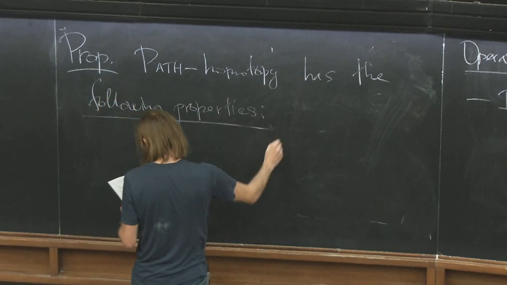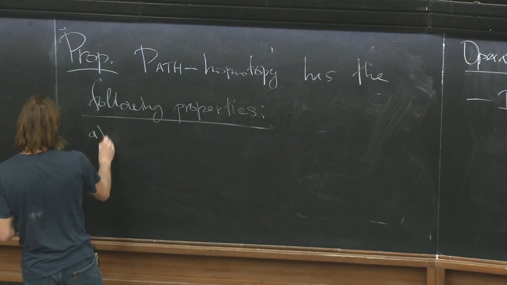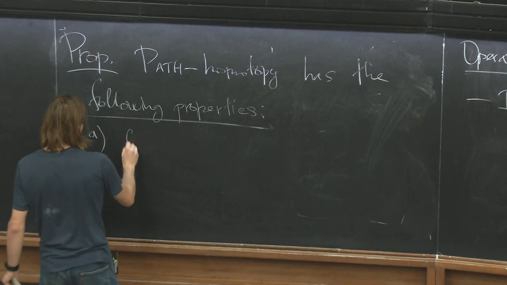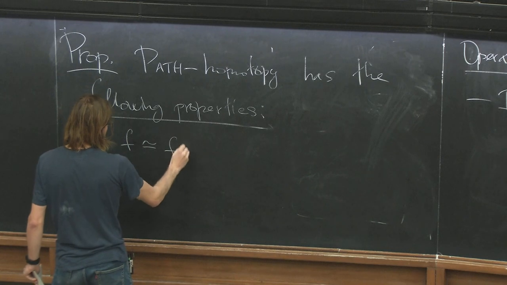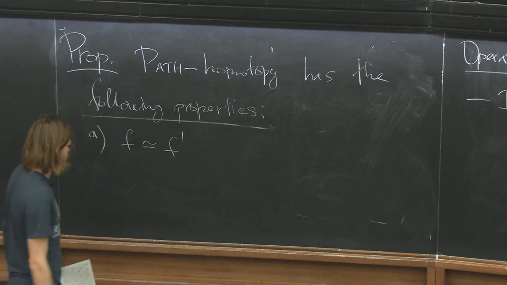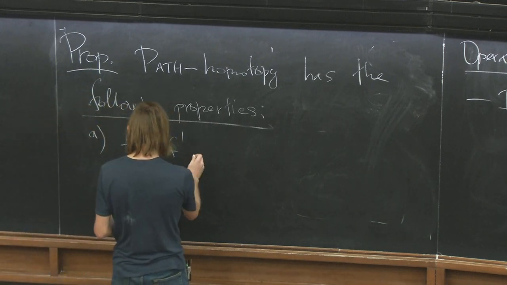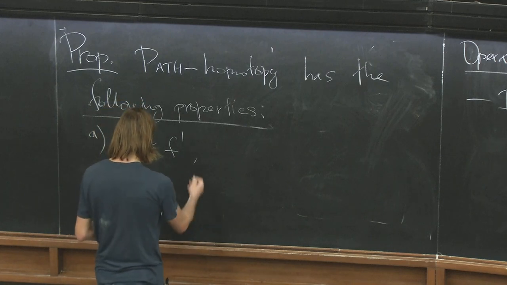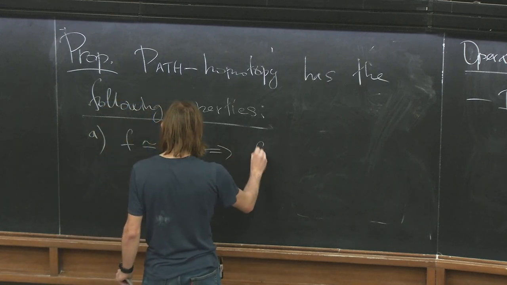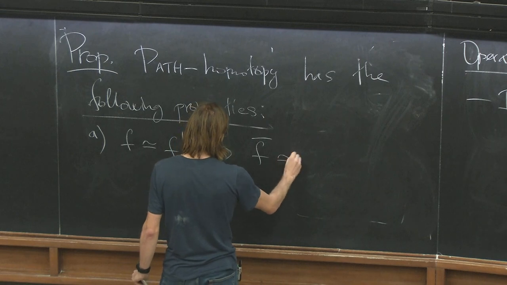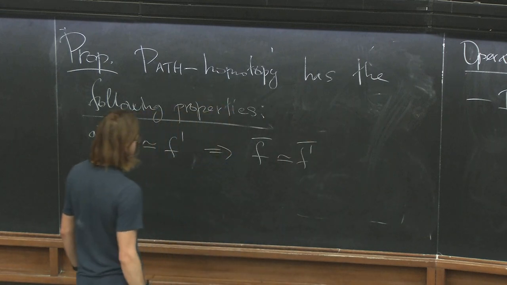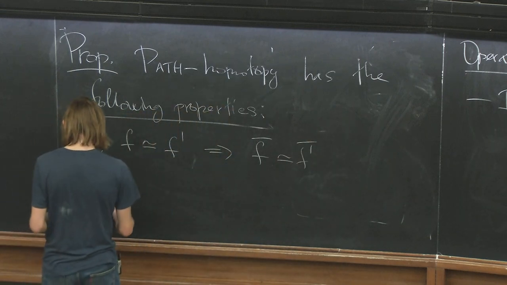So there'll be a few properties. Let me list them here. Property A: if f is plus homotopic to f prime, then, since every function I write here is a path, it follows that the inverses are also homotopic to each other.